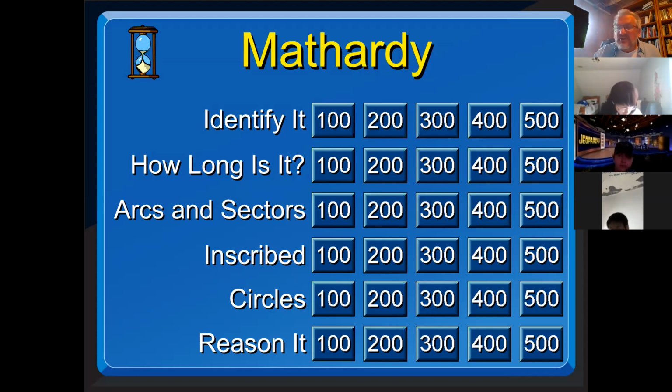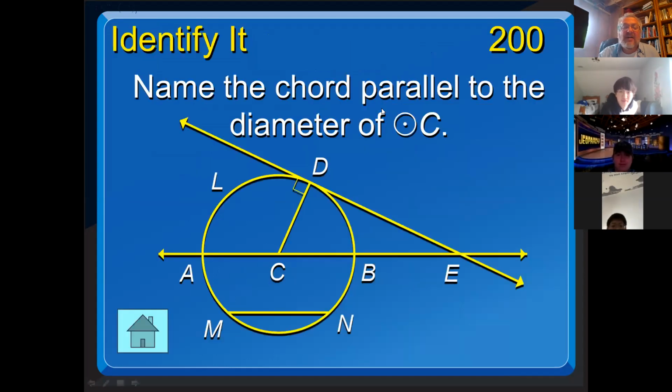All right, Jason, I'm gonna let you go first. Identify 200. Name the chord parallel to the diameter of circle C. No, I don't even understand the question. Name the chord that's parallel to the diameter of C.